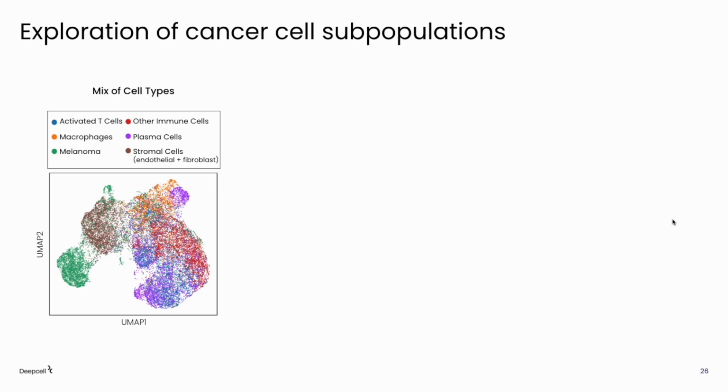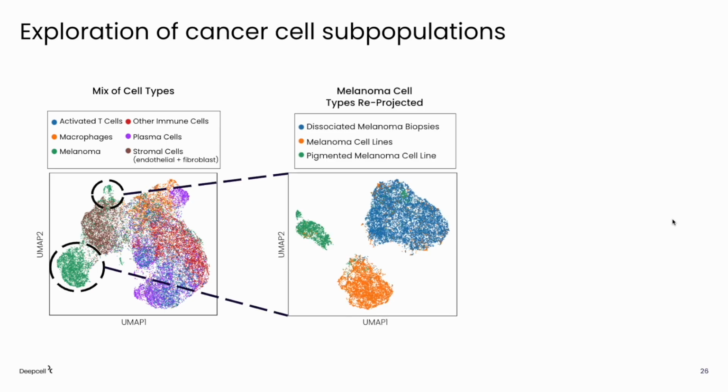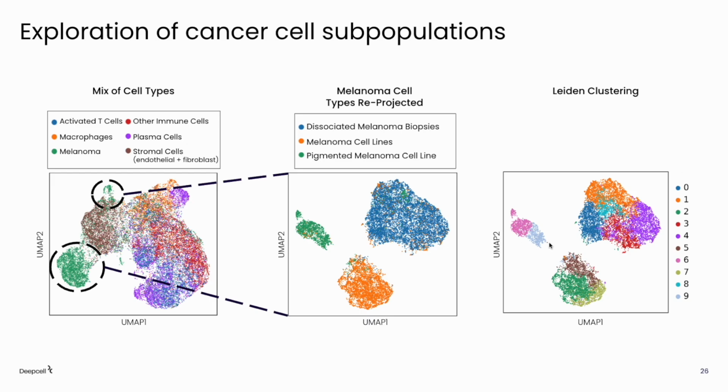If we select only the melanoma cells from this dataset and project them into a new UMAP, we can see that there are three major melanoma groups: the dissociated melanoma biopsies, the melanoma cells from the cell lines SKMEL 1 and 2, and pigmented melanoma cells. Within this pigmented melanoma group, we can identify two different clusters.